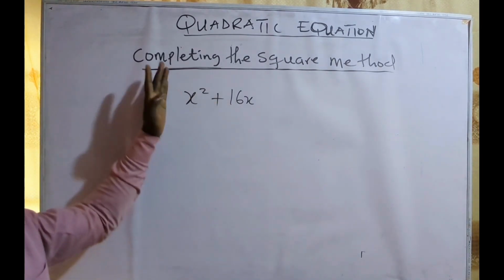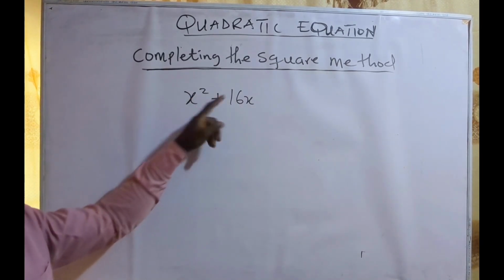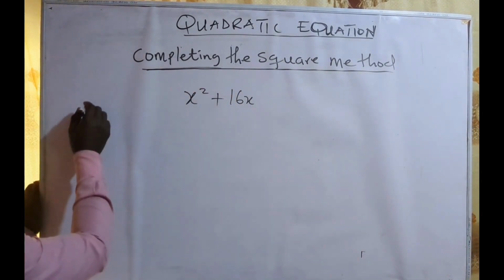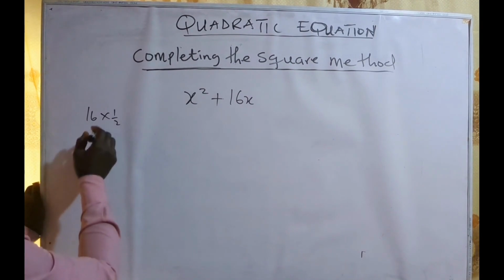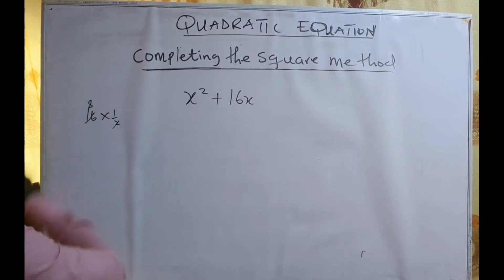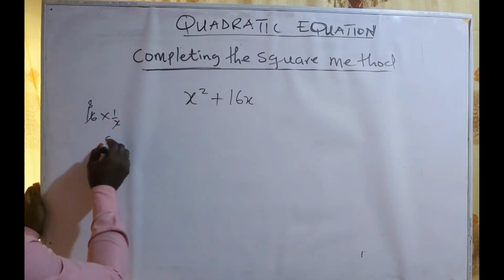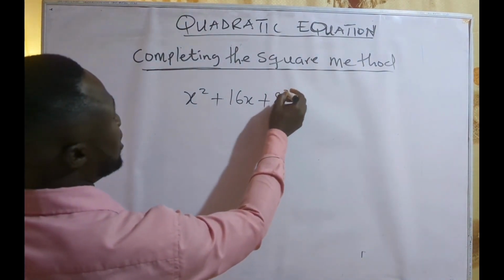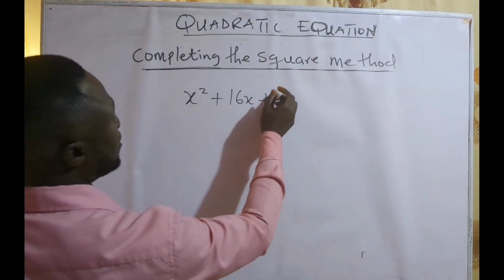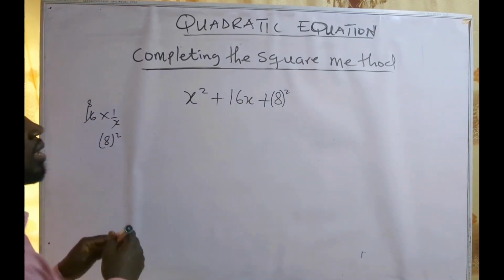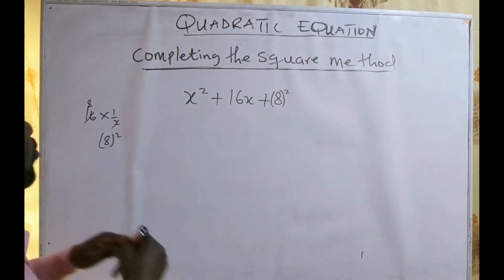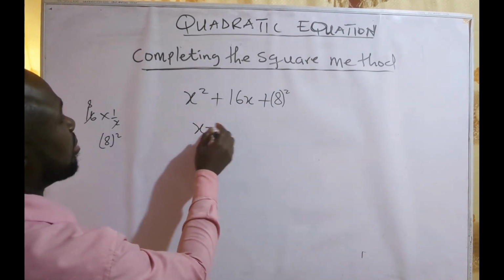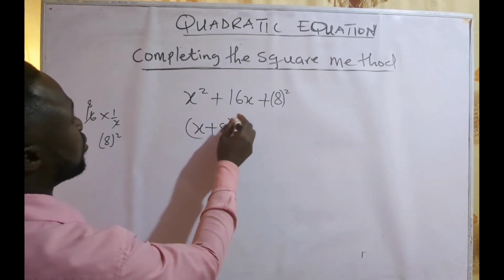Since the coefficient of s squared is 1, I'll take the coefficient of the x, which is 16, and multiply by half. That is 8. Then I'm going to square 8 and add it. So what will be the result of this? This will be s plus 8 all squared.